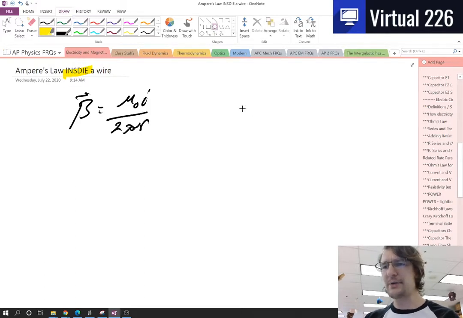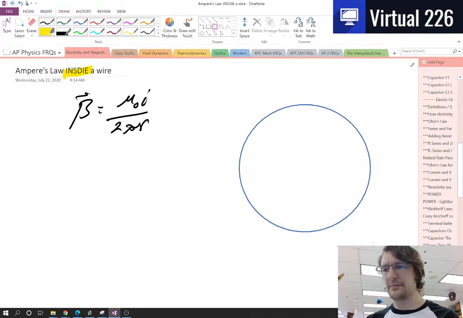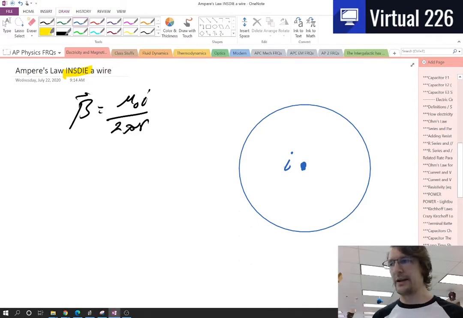First, I'm going to create a cylindrical wire, okay? And for this cylindrical wire, we're going to say it has a current passing through it. We're going to call it some current I, and that current is coming out of the page, so it's coming towards you right now.